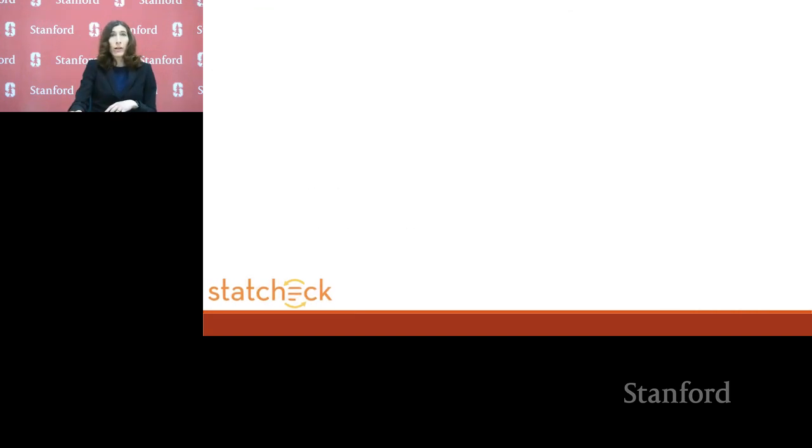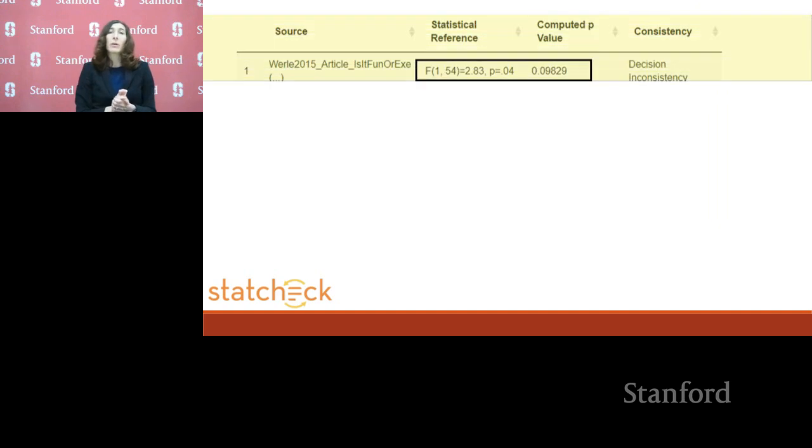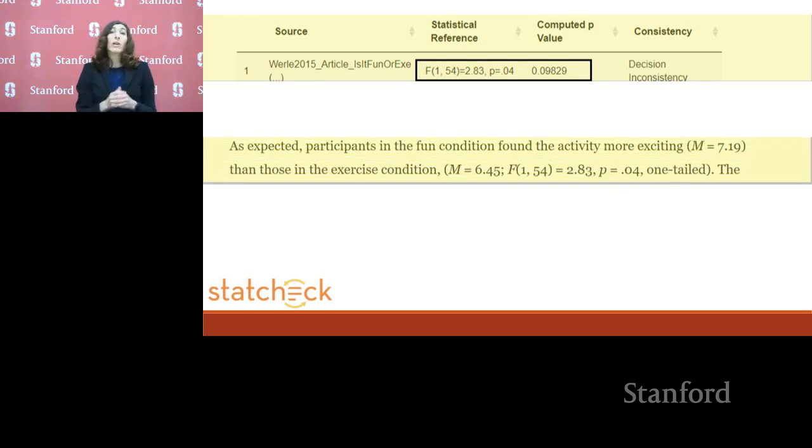Now, there's one other example that they flagged that I'm going to zero in on here. So there was another F statistic of 2.83. The authors of the paper reported that the p-value was 0.04. Statcheck says, nope, that p-value should be 0.09829. So I again dug into the paper to see where this statistic came up in the paper. And it corresponded to another comparison that the authors made.